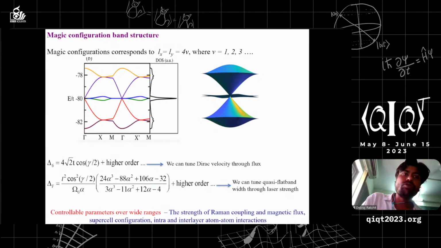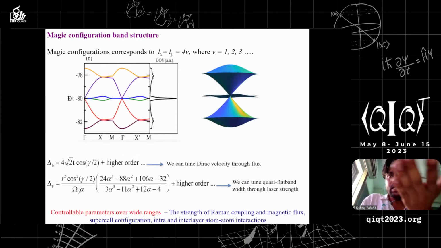Why can we do that? Because in ultracold atoms, everything I am talking about is controllable. So we can precisely change it. This t can be controlled, this alpha can be controlled, this omega 0 can be controlled, this gamma can be controlled. So many options you have. So this is the playground that we offer. Okay.